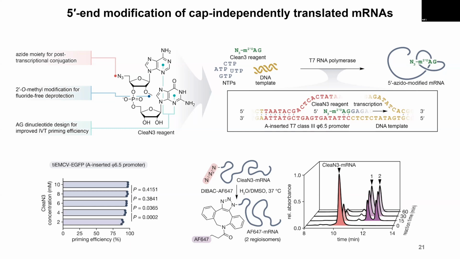And obviously, because we have azide installed on the mRNA, we can use it for further conjugation. A good example is strain-promoted azide-alkyne cycloaddition. We can use a broad range of commercially available or easy to prepare strained alkynes to very efficiently conjugate them with the mRNA. And after around 30 to 60 minutes, we can have virtually full conversion.